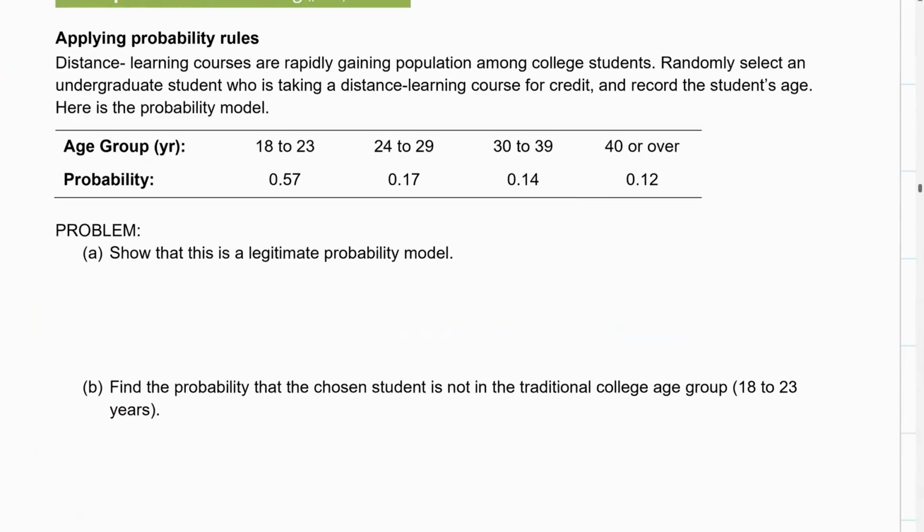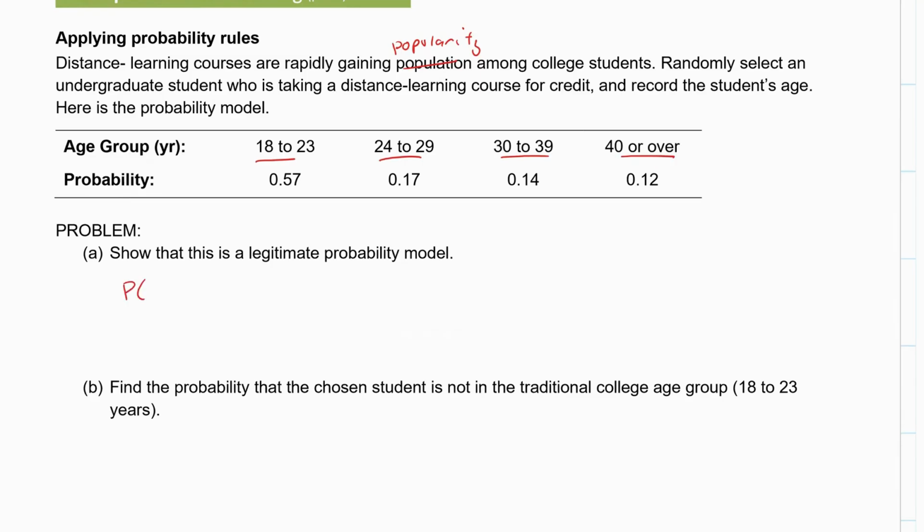It says, distance learning courses are rapidly gaining popularity among college students. Randomly select an undergraduate student who's taking a distance learning course for credit and record the student's age. Here's the probability model. Here's the list of all the outcomes and the probabilities associated with each of them. Is it a legitimate probability model?